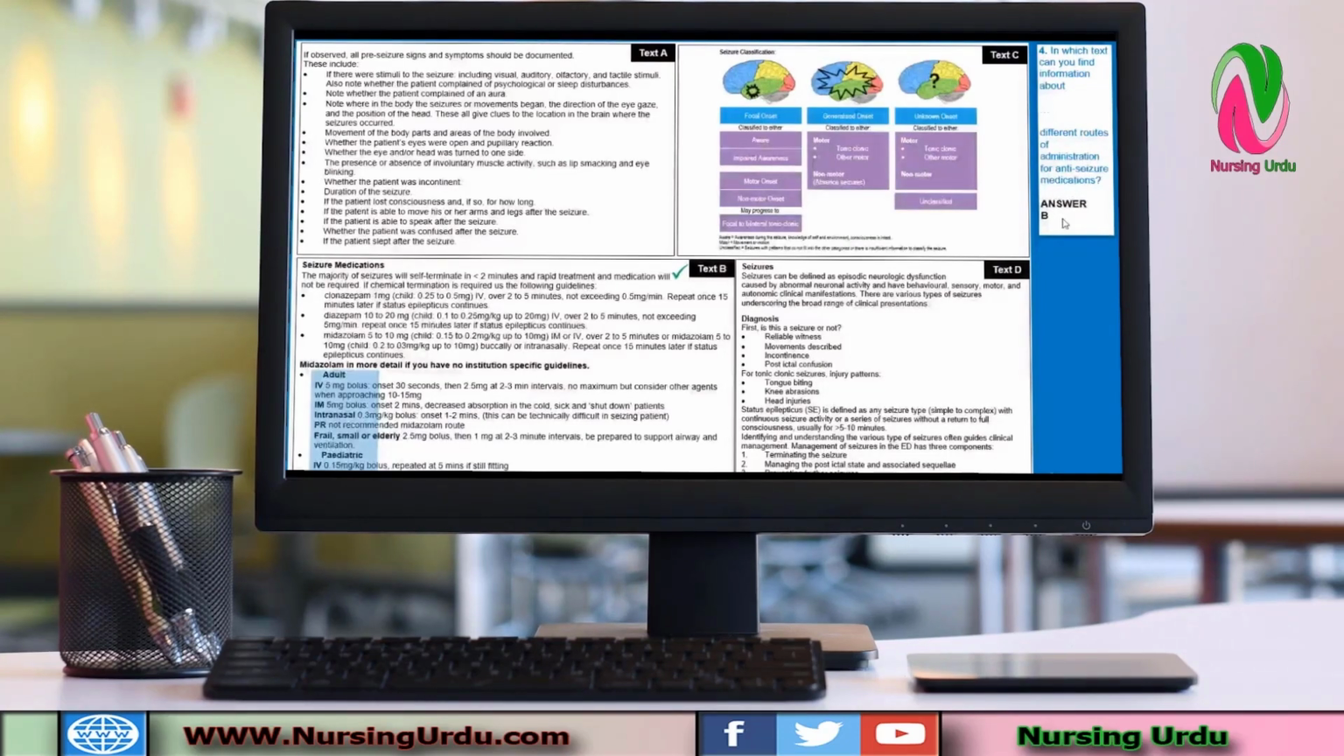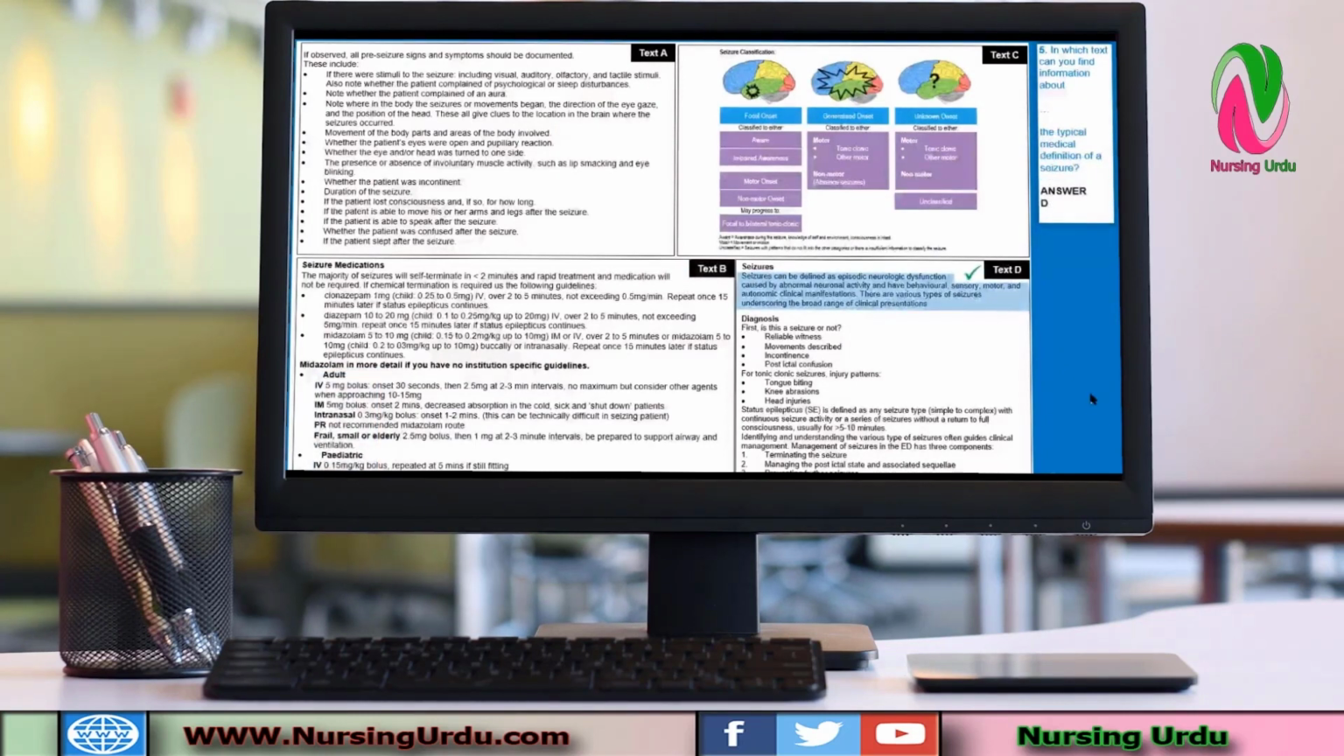The answer is B. So medications we know is in text B. Okay, anti-seizure medications and the different, but we're looking for the different routes of administration. So that is one of the bullet points. It says for adults, it can go through IV, IM, intranasal, PR. Okay, so basically it gives you the different routes there. We don't need to say specifically what they are, we're just saying which text we can find the different routes of administration. So those are basically bolded out in text B.